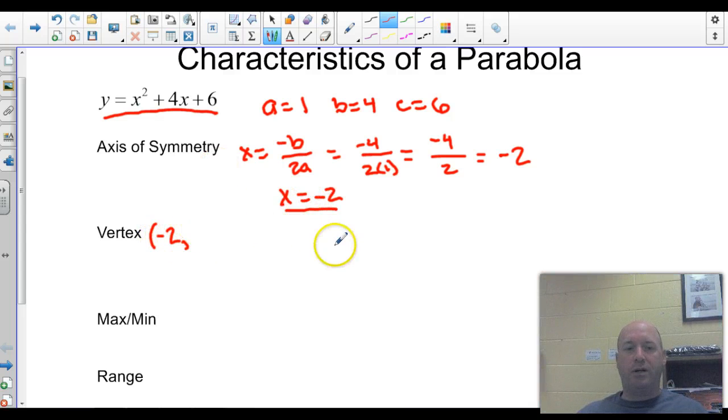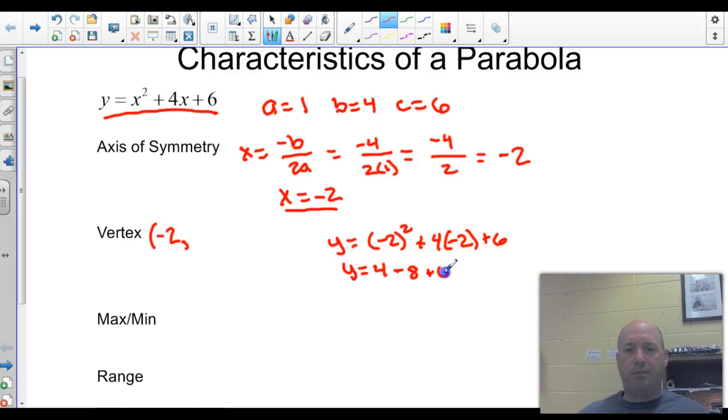And then how do I find the y-coordinate? I use substitution to find the y-coordinate. I'm going to take and substitute negative 2 in place of x in this equation. So instead of x squared, I have negative 2 squared. Then plus 4 times, instead of x, negative 2. And then plus 6. So I can either use a calculator or just multiply this out. Negative 2 squared is 4, okay? And then minus 8, because 4 times negative 2 is negative 8, and then plus 6. So y here is going to be 2, okay? So my vertex is the ordered pair, negative 2, 2.